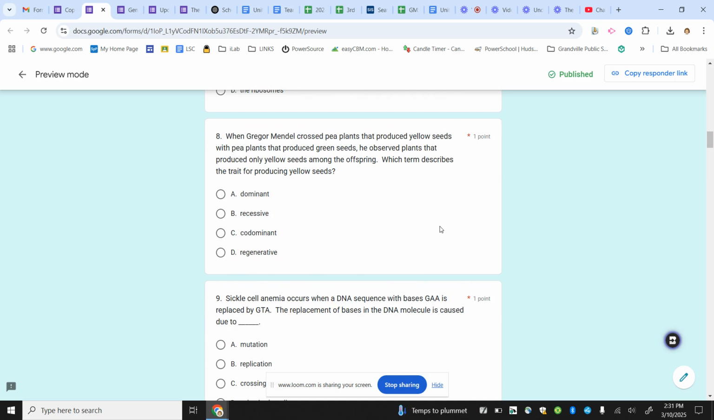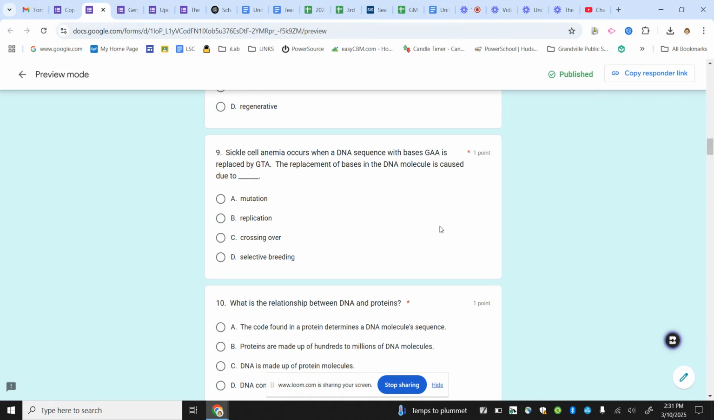Number 8, when Gregor Mendel crossed pea plants that produced yellow seeds with pea plants that produced green seeds, he observed plants that produced only yellow seeds among the offspring. Which term describes the trait for producing yellow seeds? A, dominant, B, recessive, C, codominant, D, regenerative.